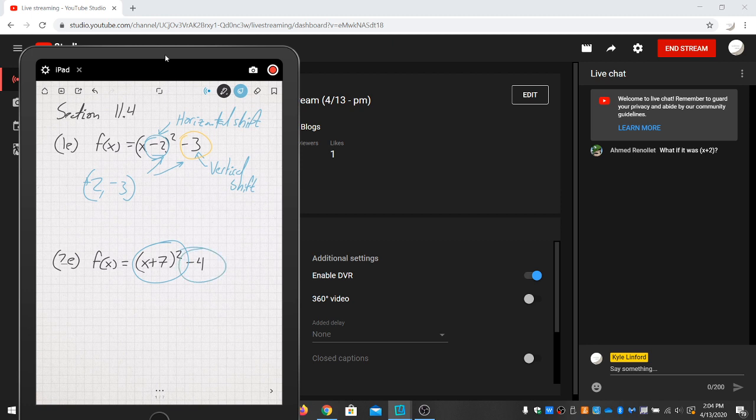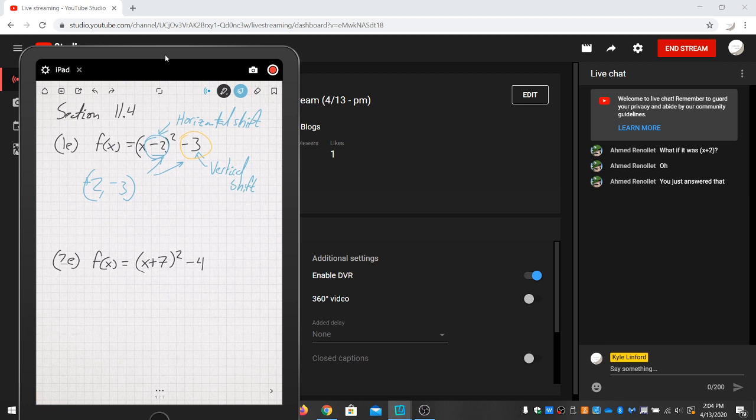Ahmed, did that example make sense? If it was x plus 2, we move to the left? I know there's a little bit of a 30-second delay for me seeing these, so did that help clarify it? All right, awesome. Yeah, that 30-second delay is actually, I think it's sometimes more like a 45-second delay.